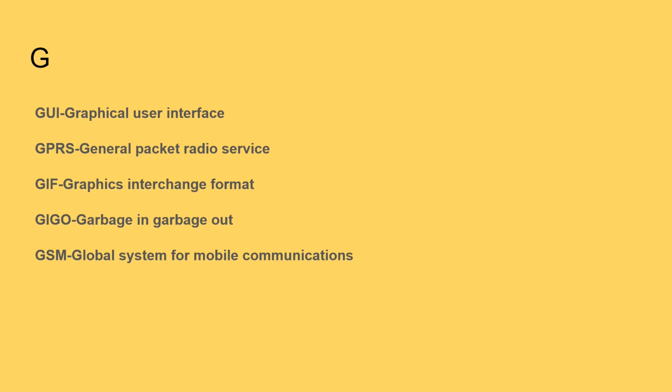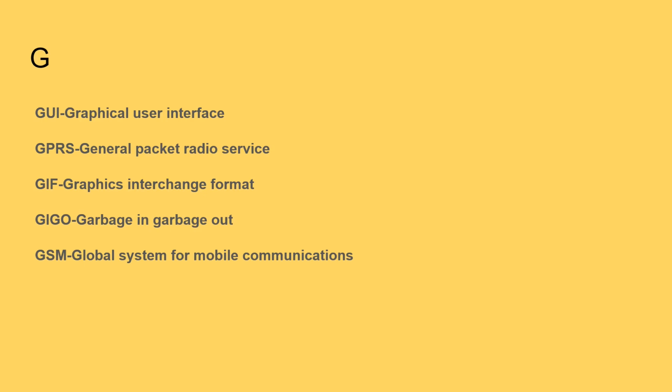GUI, Graphical User Interface. That means GUI is a form of user interface that allows users to interact with electronic devices through graphical icons. GPRS, that means General Packet Radio Service. GPRS is a packet-oriented mobile data standard on the 2G and 3G cellular communication network. GIF, Graphics Interchange Format. GIF is a bitmap image format. GIGO is abbreviated as garbage in, garbage out.